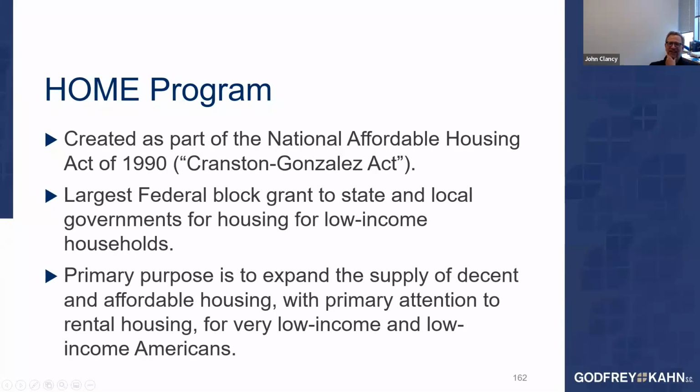So the last kind of more general grant program that we'll talk about, and then we'll switch it over to some more particular programs, is the HOME program. This was created as part of the Cranston-Gonzalez Act, the National Affordable Housing Act of 1990. It's the largest block grant to state and local governments for housing for low-income households. So it's really an important program.